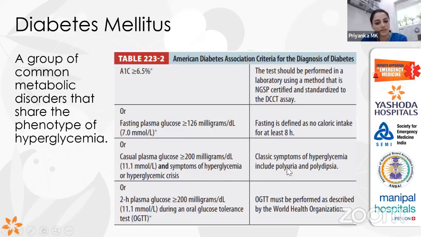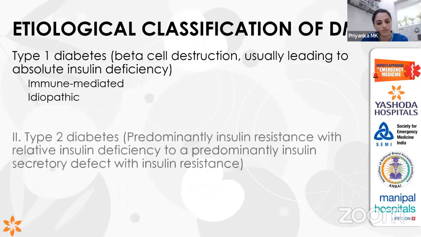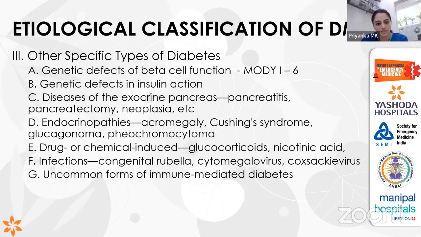Symptoms of hyperglycemia would include either polyuria or polydipsia essentially, or a 2-hour plasma glucose of more than 200 mg per dL. The etiological classification would include type 1, which has beta cell destruction causing absolute insulin deficiency, or type 2, which is the insulin resistant form. Other specific types of diabetes are due to genetic defects of beta cell function, pancreas, endocrine, drug or chemical induced, and there's also some form of immune mediated diabetes.